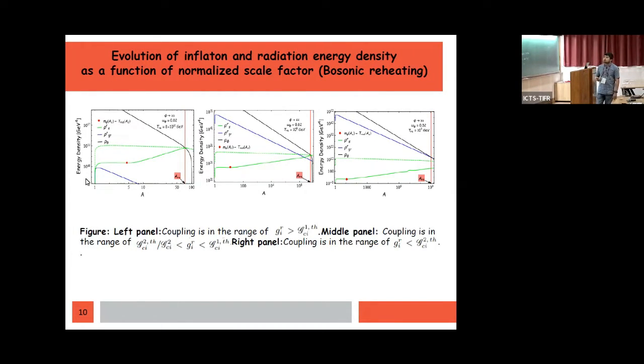And now the second case, where in the middle panel we choose the coupling in the intermediate regime, and we can see that initially it is dominated by the gravitational one, and then finally the non-gravitational coupling takes part, and reheating happens. And in the third case, the gravitational channel always dominates.